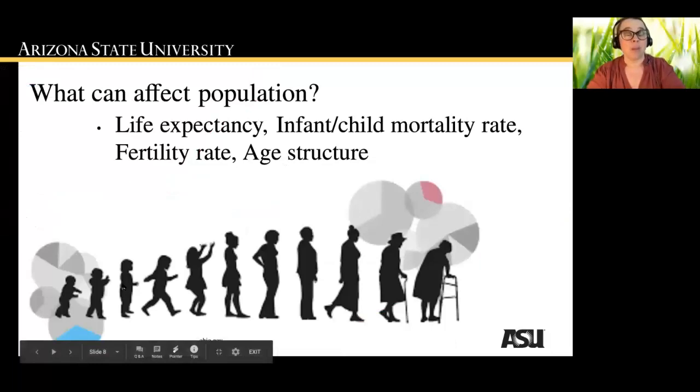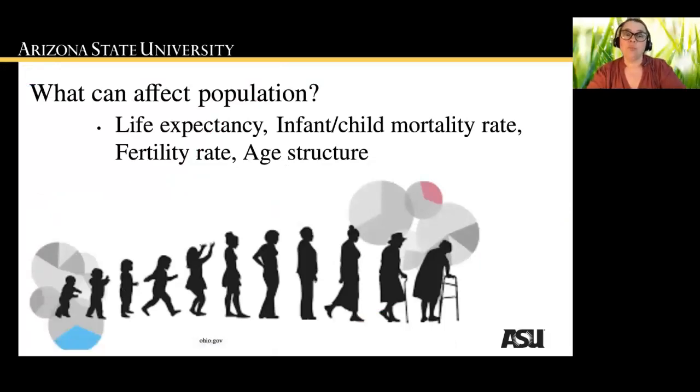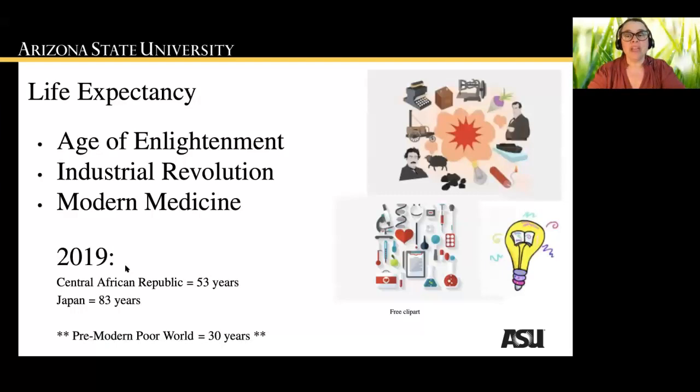So what things can affect population size? First, we see life expectancy, also the infant and child mortality rate, fertility rate, and age structure. If we look at life expectancy, some things have changed tremendously from pre-modern worlds, where it was very poor and people lived about 30 years, to now, in 2019, in Central African Republic, people lived about 53 years, but in Japan, 83 years, and that's an average. That doesn't even count the highs in those statistics, just the average.